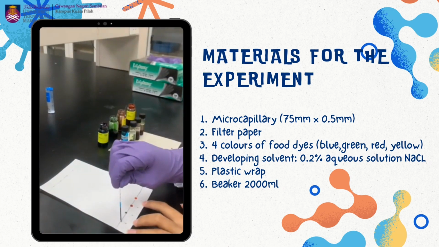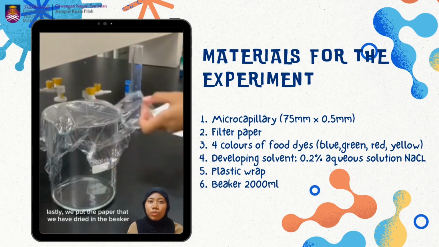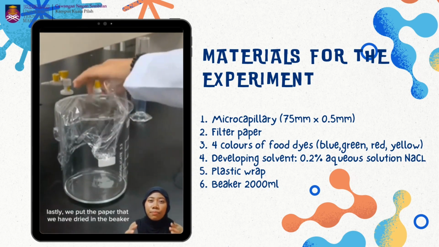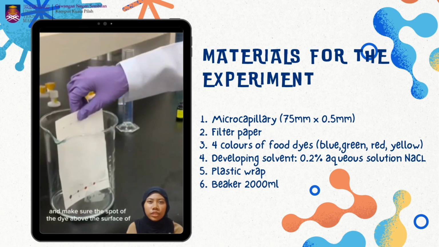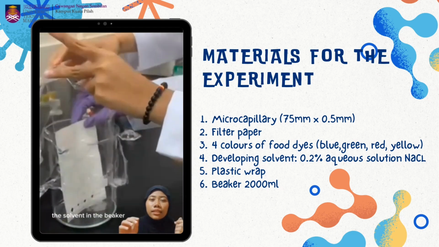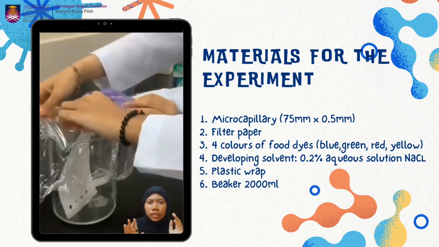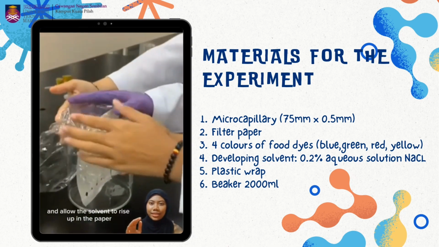Lastly, we put the paper that we have dried in the beaker containing developing solvent and make sure the spot of the dye is above the surface of the solvent in the beaker. Seal the beaker with plastic wrap and allow the solvent to rise up the paper.